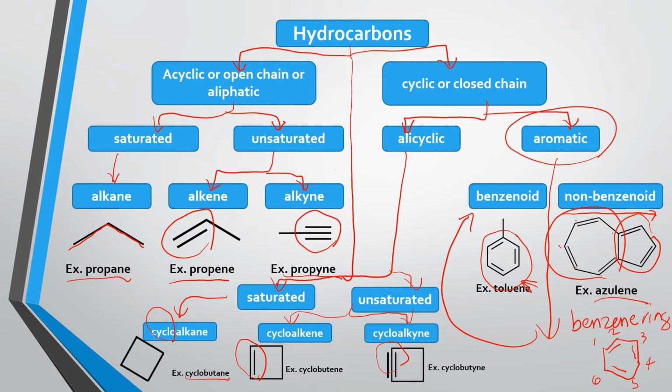Okay? So, those are the hydrocarbons. The benzene, non-benzenoid, cycloalkyne, cycloalkene, cycloalkane, alkyne, alkene, alkane. Two main groups, aliphatic and the closed chain or cyclic hydrocarbons. Clear?